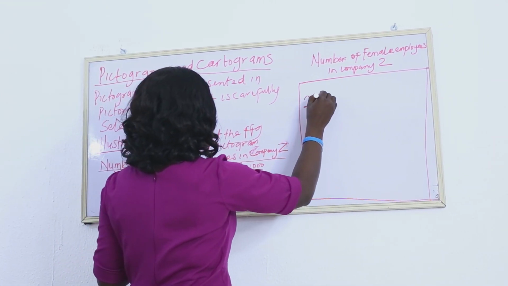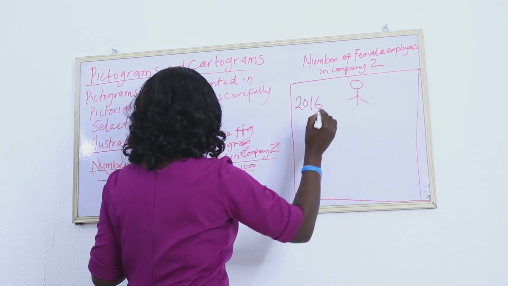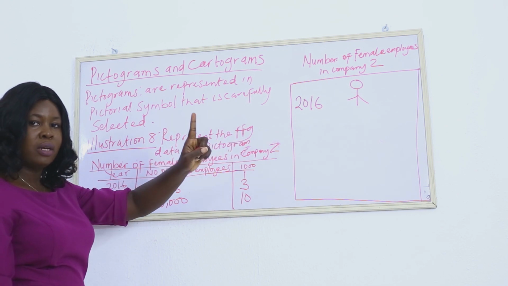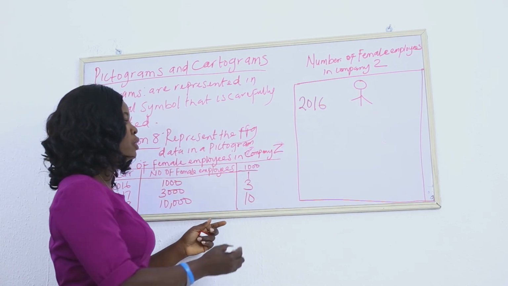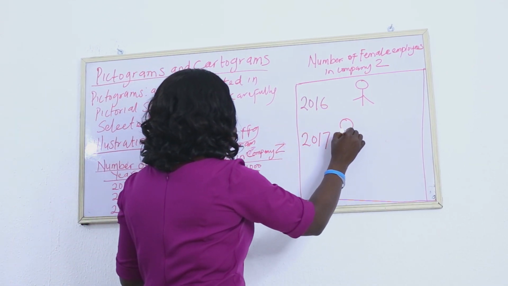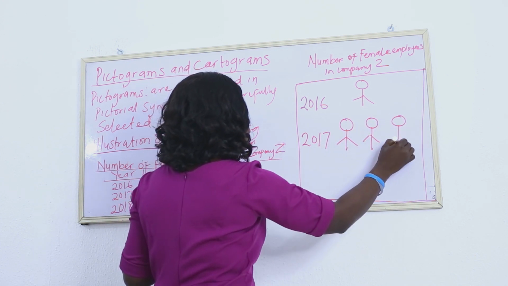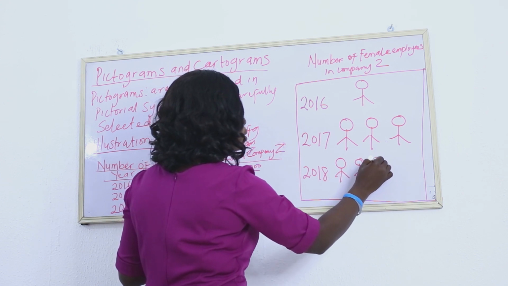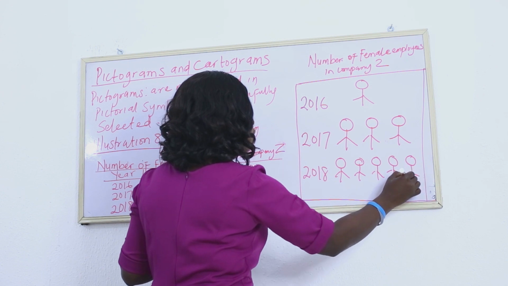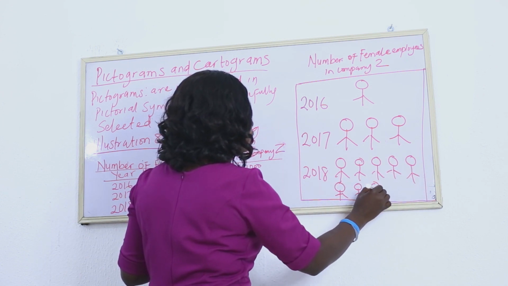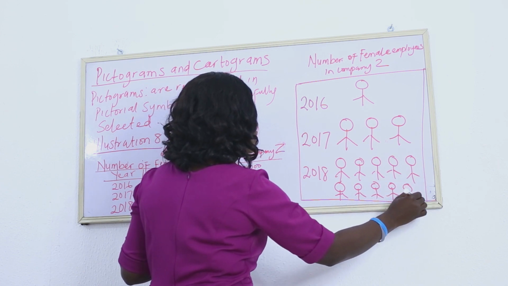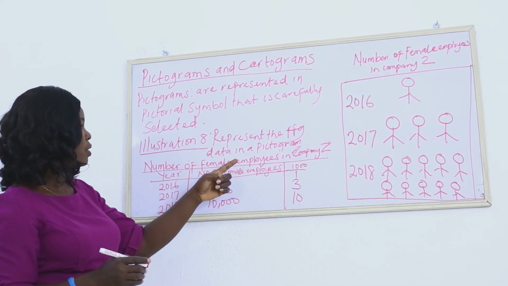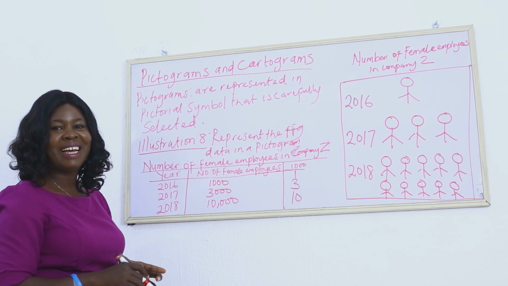For 2016, for example, I have just one picture because I've simplified by dividing each year's figure by 1,000. Wherever you see one picture, it means multiply by 1,000. That means 1,000 employees. Then for 2017, I'm going to draw out 3 pictures to represent the entire data. And for 2018, 10: 1, 2, 3, 4, 5, 6, 7, 8, 9, and 10. This looks like Fumbi, Glory, and some other people. I don't want to mention their names. So I've just represented the number of female employees in CompuZ for 2016, 2017, and 2018.